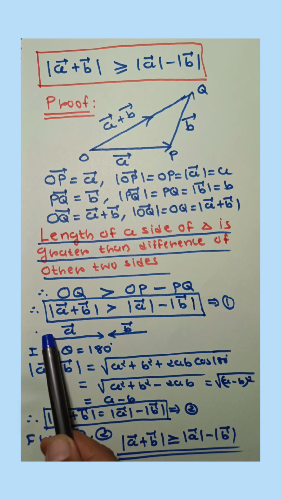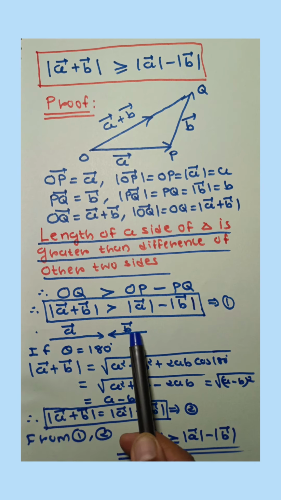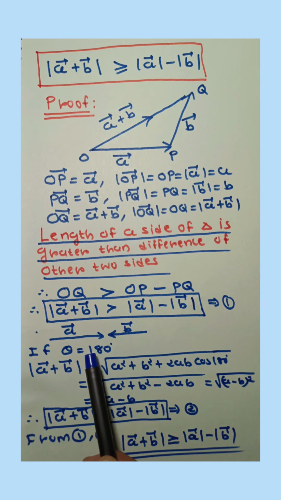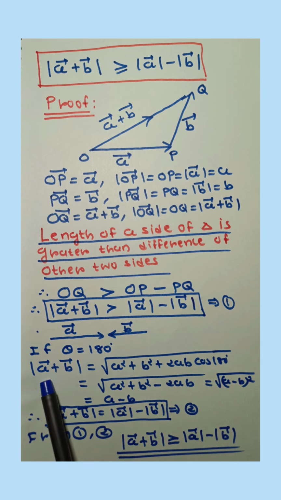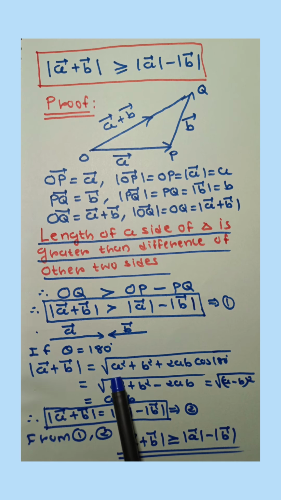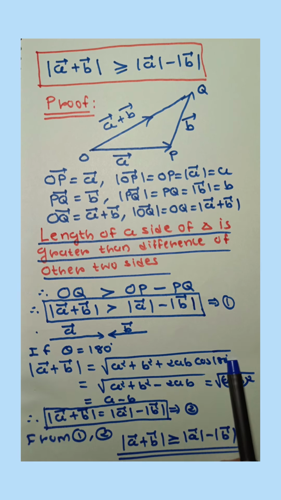Now what happens when A and B are collinear and antiparallel? It means the angle between A and B is 180 degrees. Then |A vector + B vector| is square root of A² + B² + 2AB cos θ. The angle between A and B is 180, cos 180 is −1.